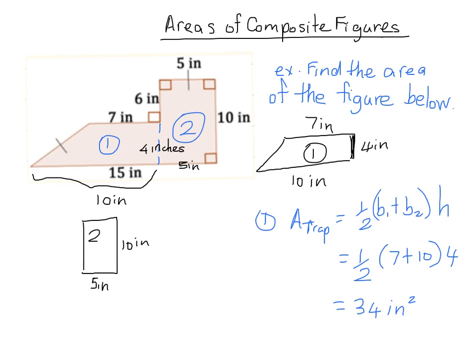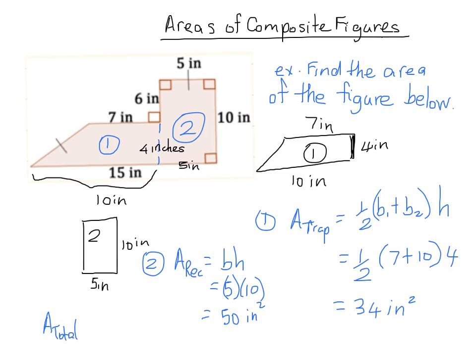And so let's do number 2, or the rectangle. So the area of the rectangle, I'll call it rec for short, is equal to base times height, which is 5 times 10. So we have the area of the rectangle to be 50 inches squared. And so together, the area of the whole thing is equal to 50 plus 34 inches squared. So the area of the whole thing is 84 inches squared.